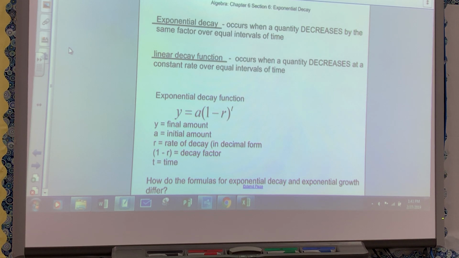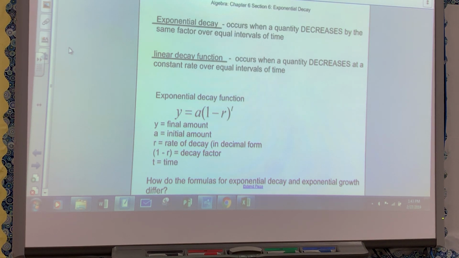A is the initial amount you start with, same thing. R is your rate of decay, make sure it's in decimal form. 1 minus r is your decay factor. T is time. And that 1 minus r, if you're given a chart and you figure out what your decay factor is, then you don't need to do the 1 minus r.